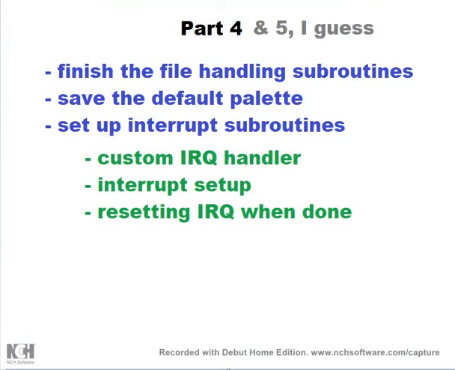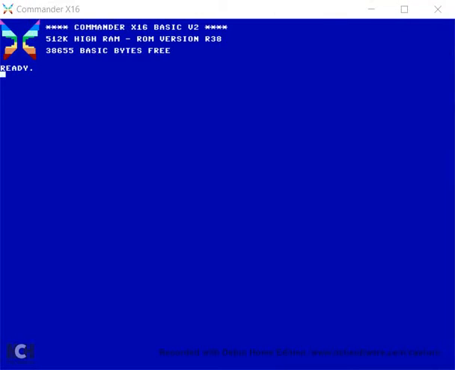Now we've got a few more file handling subroutines to write. We've got to save the default palette, because we can't just simply read out of VRAM and save it. That's too easy. We have to do something a little bit different. And we've got to set up all of our interrupt subroutines. So the first thing we have to do is the default palette.